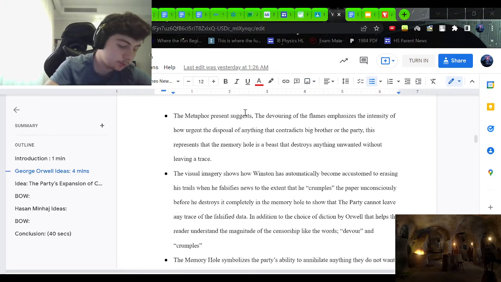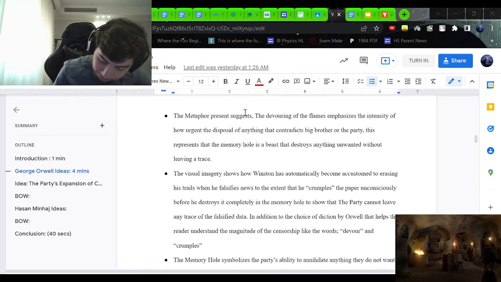Did I capitalize euphemism? I'm going to capitalize all my literary devices so that I understand them as well, because I'm going to teach you a memory technique once I'm done with this. The visual imagery reveals. I want to avoid basic verbs because you lose points in the criteria.